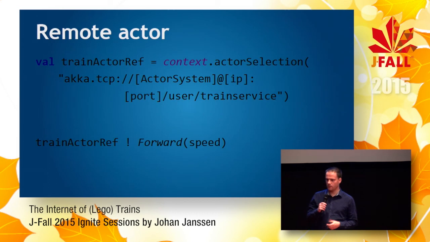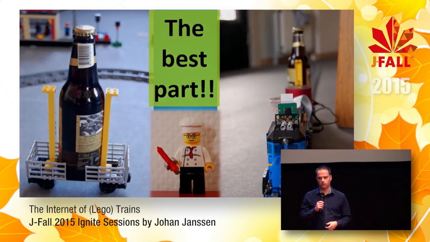How did we do that? I didn't want to show too much code, but this is a simple example. We use remote actors, which is really simple for sending calls from one JVM to another JVM, so the JVM on my laptop to the JVM on the Raspberry Pi. Really simple. This is all that you need for it.